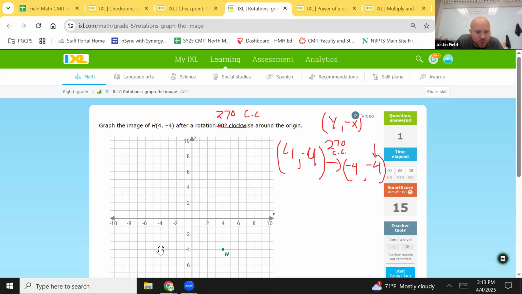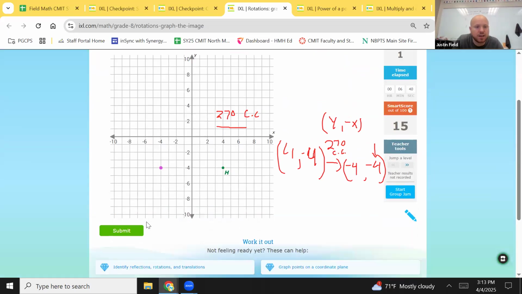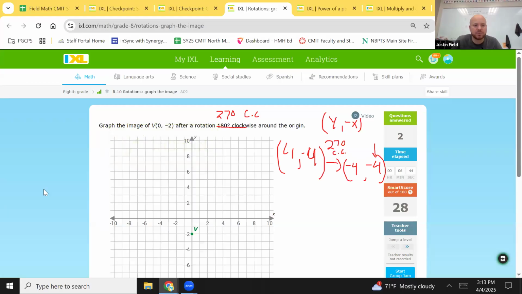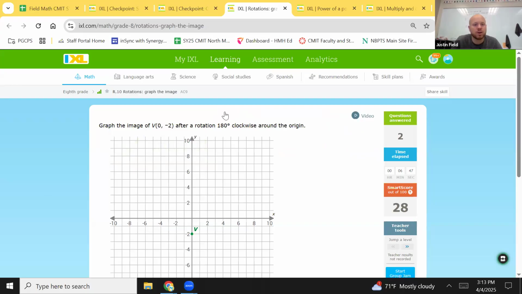You can see that this one will take you some practice because there's lots of switchings and flippings, and you've got to practice to get it right. All right, let's do one more here.